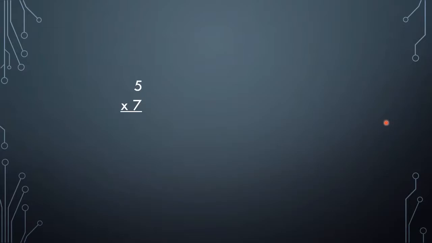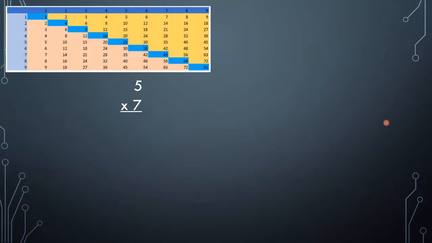So let's try multiplying numbers. For example, we have 5 times 7. If you forgot, here's the multiplication table. So let's see here, what's 5 times 7? 5 times 7 is 35. So we know that the answer will be 35. Another example, 8 times 6. We multiply 8 times 6, which is 48. So now we know that the answer is 48.